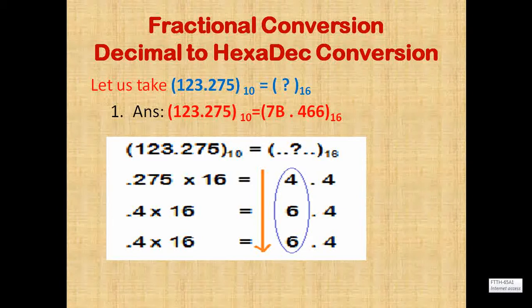You may also attempt the reverse of this, that is, to convert 7B.466 base 16 to base 10, following the same procedure or methods that we followed with other number systems. So this is an assignment for you to check how to convert this number into this. This is an assignment for you only. Thank you very much. You may practice more problems based on this method.